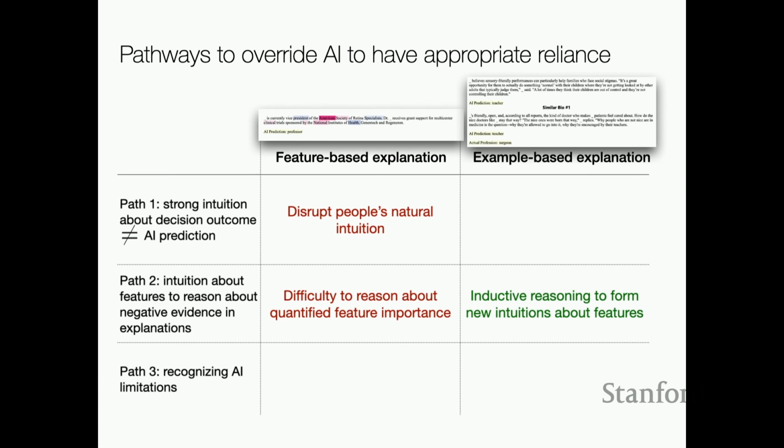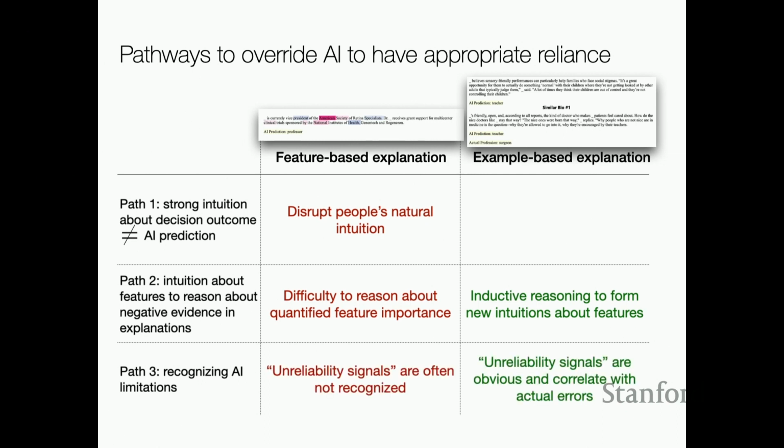The interesting thing with example-based here is that it actually has this benefit of allowing people to form new intuition. For example, they look at an example, they say, oh, professors tend to publish at this kind of journal, so they have this new intuition about a feature through this kind of inductive reasoning, because examples bring additional context. And if you look at path 3, it's also interesting that people try to, from the explanation, recognize this unreliability signal through a certain kind of pattern, right? For example-based, it's very obvious.